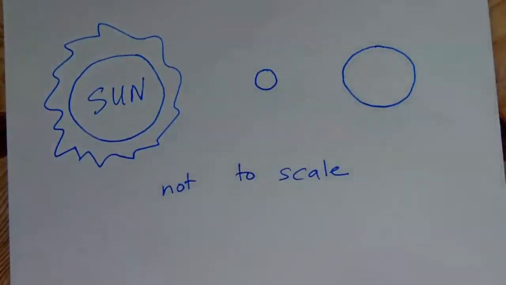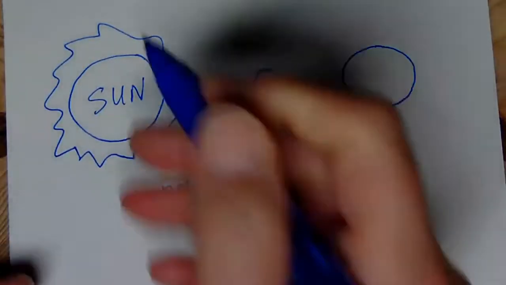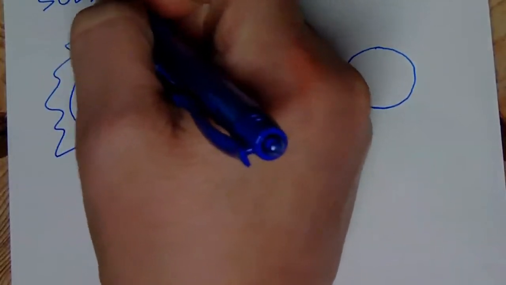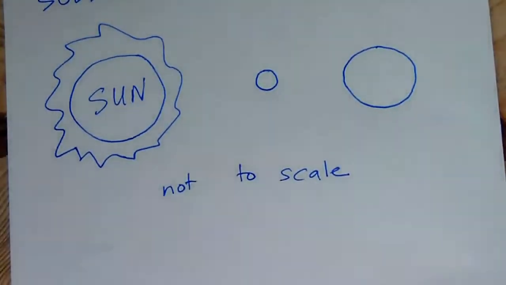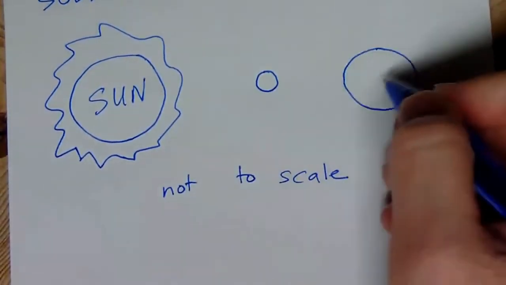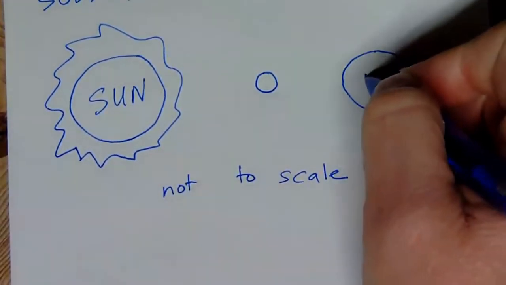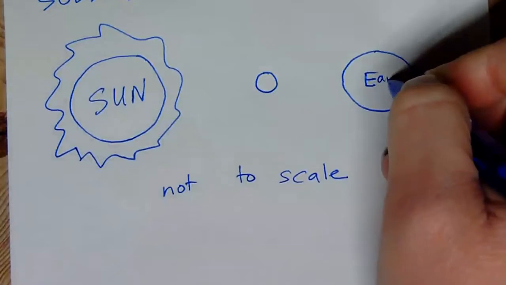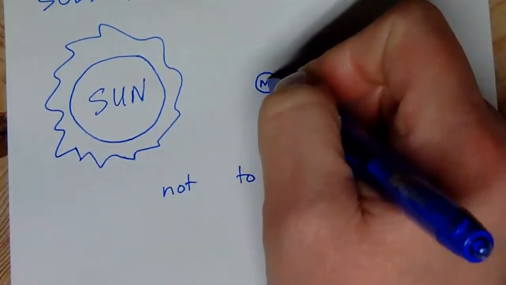The first eclipse we're talking about is a solar eclipse. That's when we can't see part of the sun. So we have our sun, we have our Earth, and we have our moon.